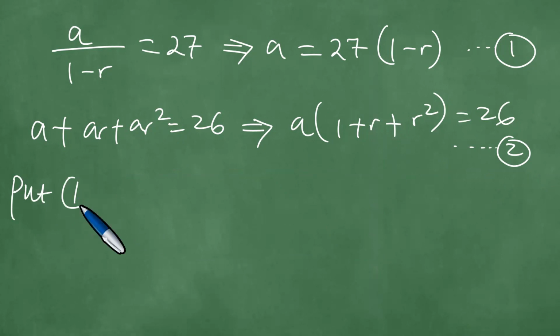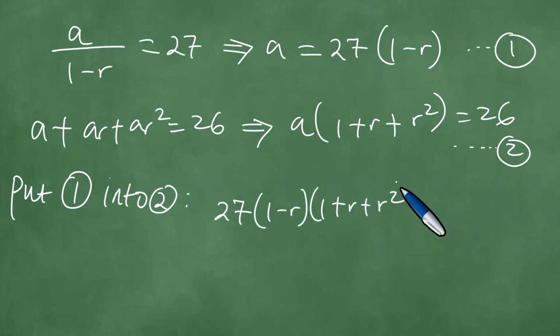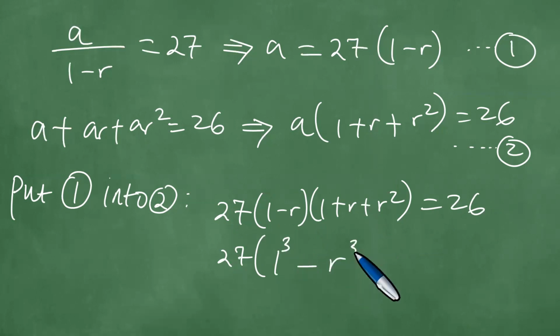We proceed to put equation 1 into 2. Wherever there is A, you put this here, which is 27 into 1 minus R, 1 plus R squared equals 26. You multiply this one, it's like the factorization of a difference of 2 cubes. So if you multiply these, it's going to be like 1 cubed minus R cubed, which is 26. You can just multiply out and see that, okay?